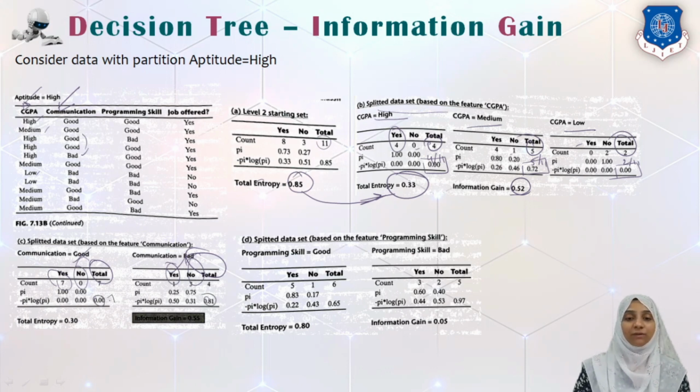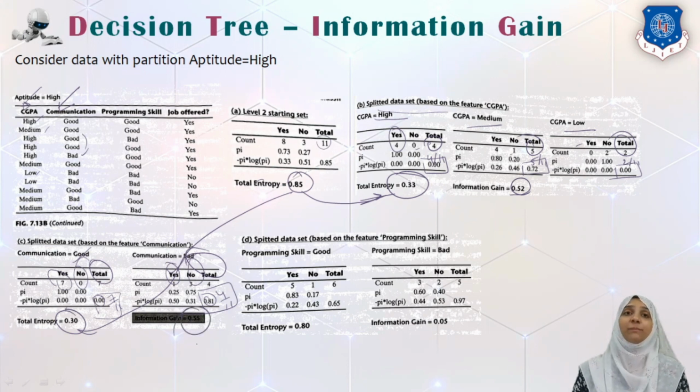The weights will be calculated as 7 by 11 and 4 by 11 for each of them respectively, and multiplying entropy with these weights and adding their sum gives 0.30. Now the difference between the entropy before and the entropy after turns out to be 0.85 minus 0.30, which is 0.55.